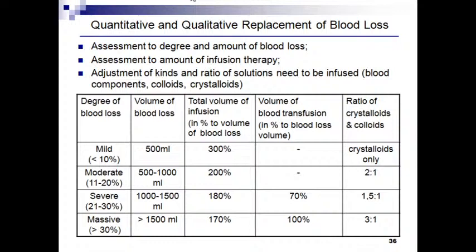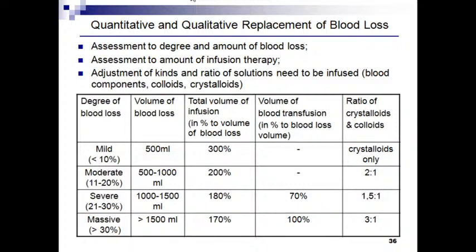You should use 3 types of solutions: blood components, blood substitutes, colloids and crystalloids. The technique is very simple. You can see a table for calculation of infusion therapy. Depending on the total volume of blood loss, we can calculate the total volume of infusion. And depending on the percentage of total volume of infusion, we should calculate parts of infusion therapy.